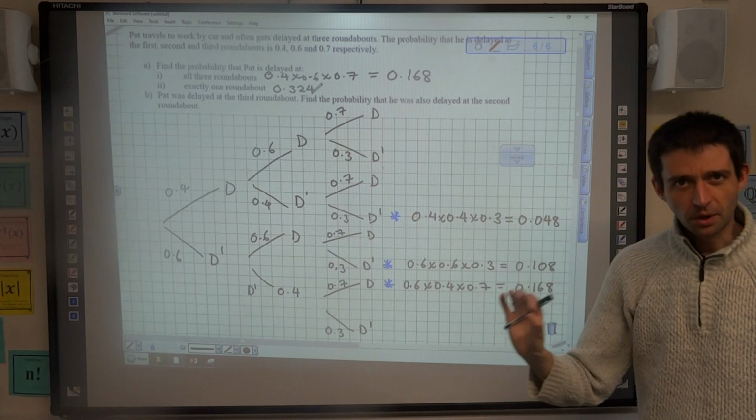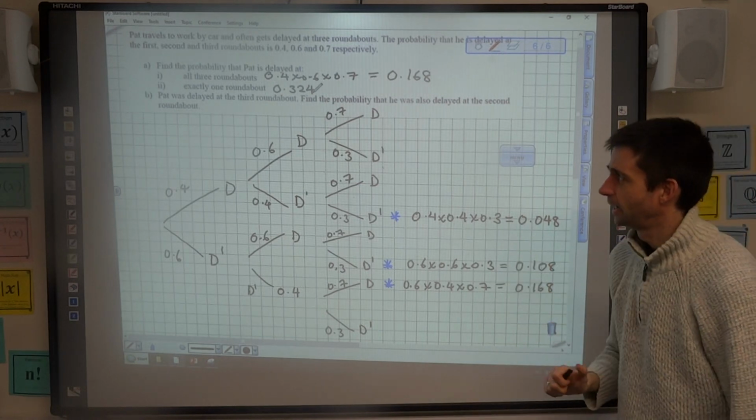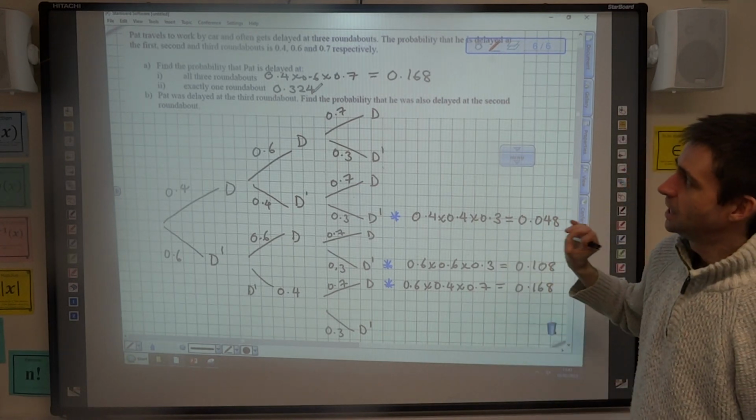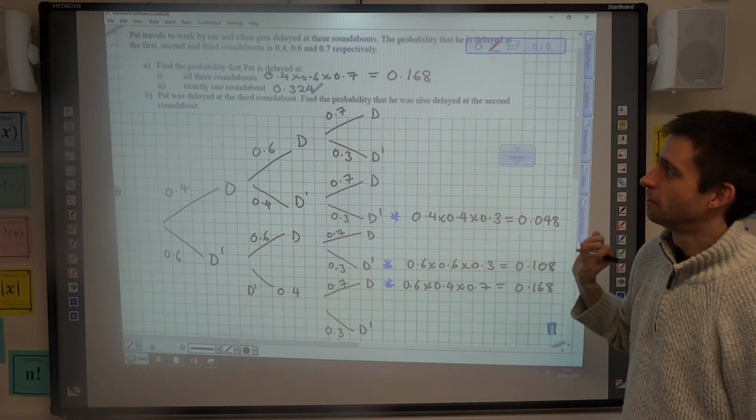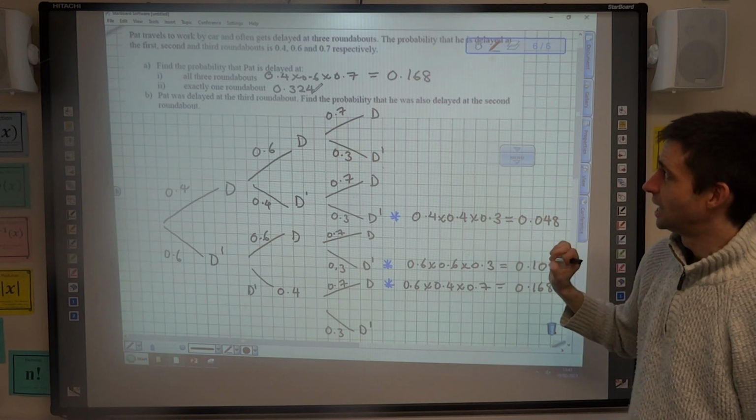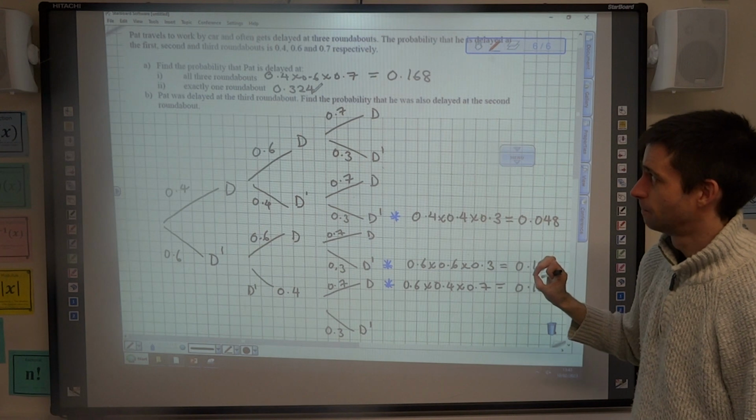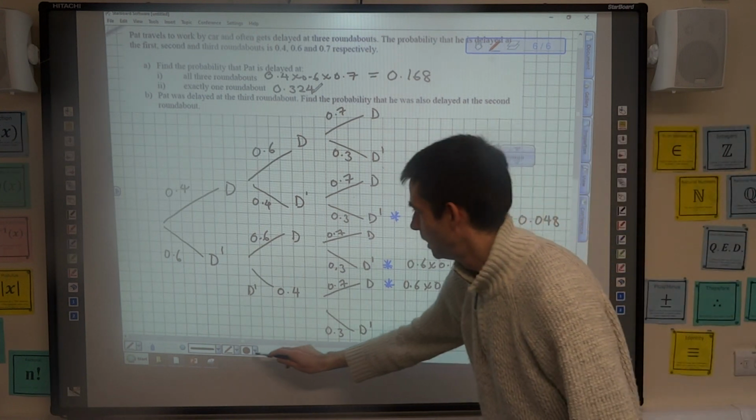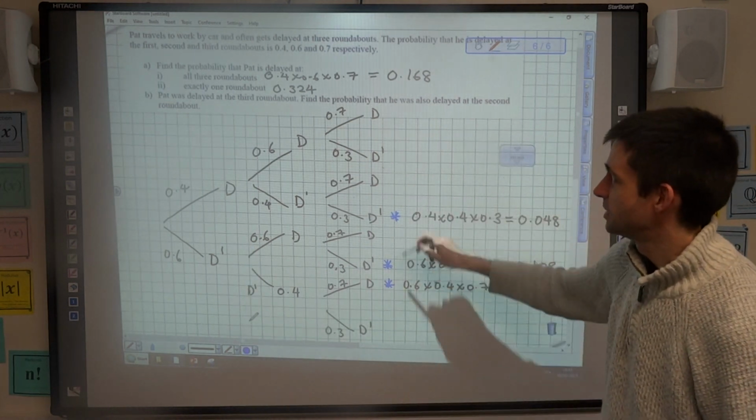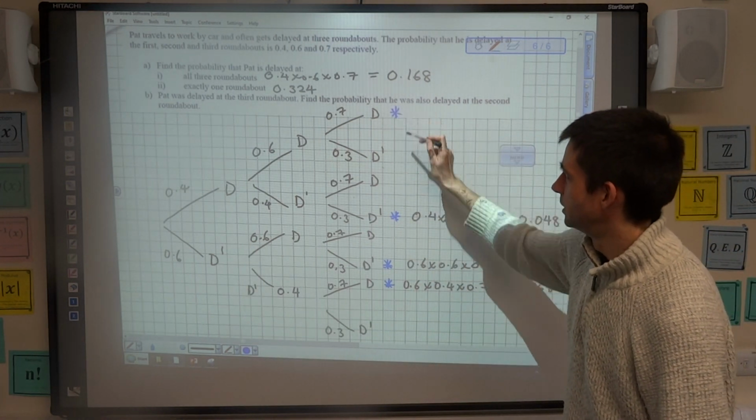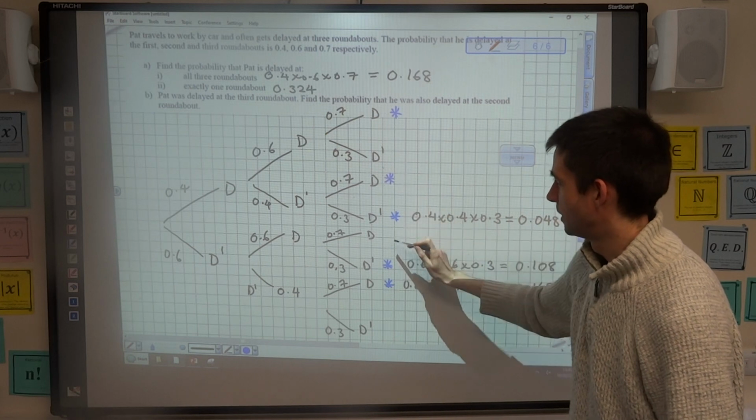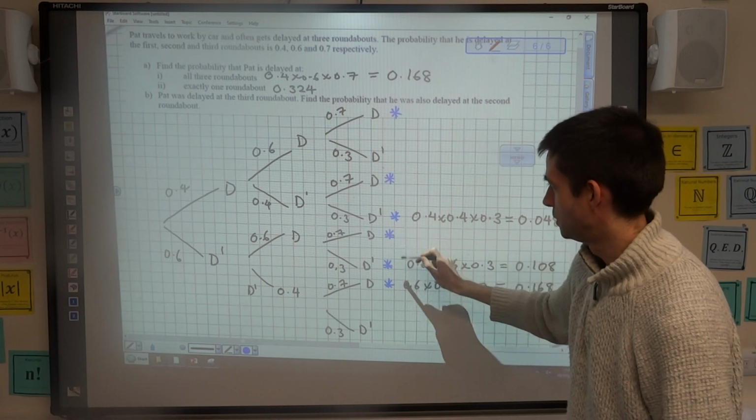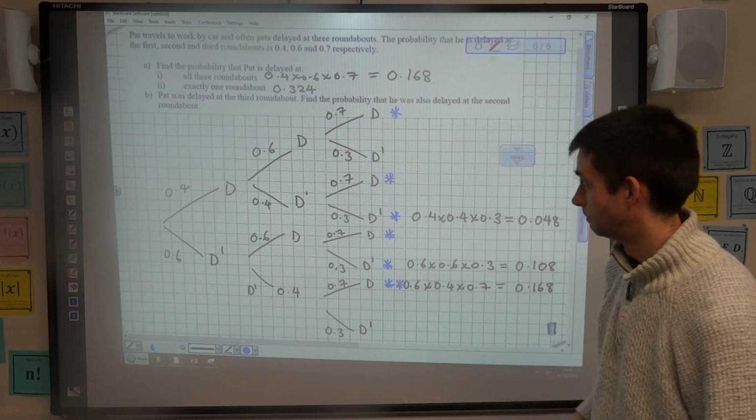Okay, part B, this is the bit where the conditional probability starts kicking in. So Pat was delayed at the 3rd roundabout. Find the probability that he was also delayed at the 2nd roundabout. So Pat was delayed at the 3rd roundabout. Let's just think about which outcomes that is. Well, it's any one that he's delayed at the 3rd roundabout. So it's those 3 and that one again.